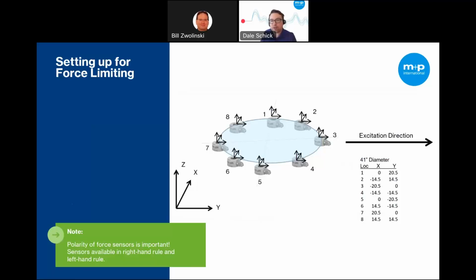Just as important as correct preload on these sensors is the location and orientation. As forces are often summed in the time domain, opposing polarity can lead to signal cancellation. Thankfully, in the software, if one of these sensors is installed upside down, the polarity can be reversed in the software by just entering a negative sensitivity.